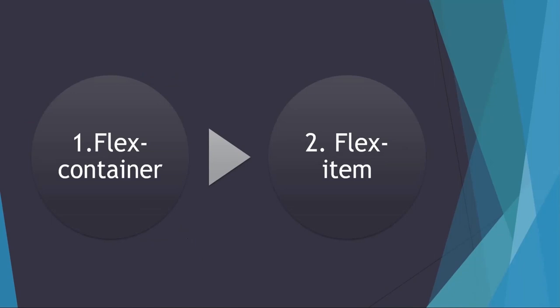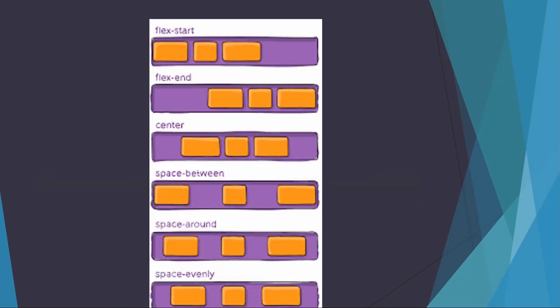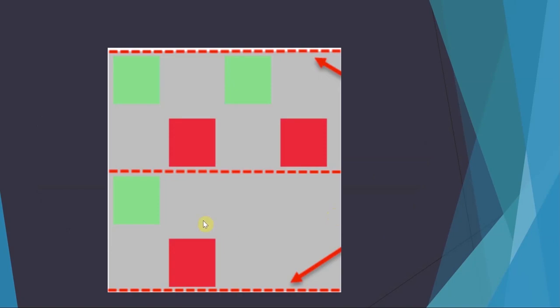Basically, in Flexbox, there are just two main concepts that we need to understand. One is the flex container, and the next is the flex item. Using the flex container, we'll see how to align all the items at the start, end, center, spread out, etc. And then we'll see how to lay out each item separately with flex item layout options.